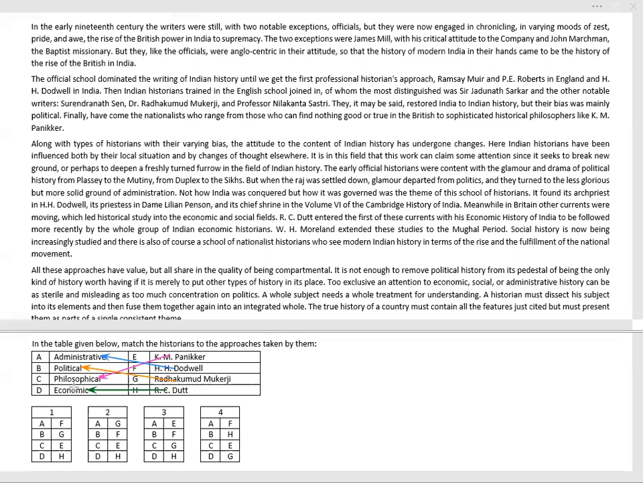So we finally get that we have A connecting with F, B connecting with G, C connecting with E, and D connecting with H, which is given by option 1. So the correct answer is option 1 or option A.